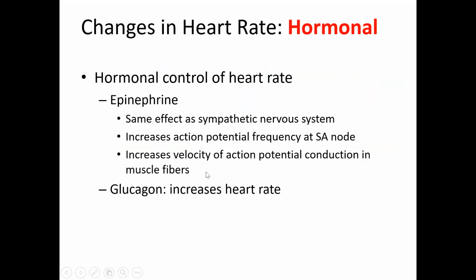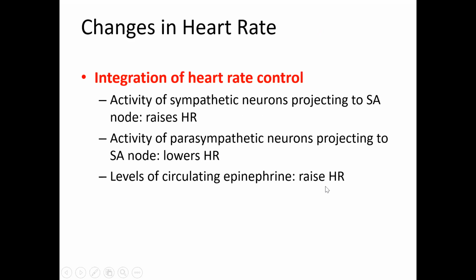Glucagon is another hormone. We'll talk more about this in the GI system next semester, but it also can increase heart rate as well. And then if we talk about the integration of heart rate control, the activity of the sympathetic neurons on the SA nodal cells raises the heart rate. The activity of the parasympathetic neurons, again, via that muscarinic receptor, is going to lower our heart rate. And so we also have the circulating epinephrine, which is acting just like the sympathetic neurons, also raising our heart rate.